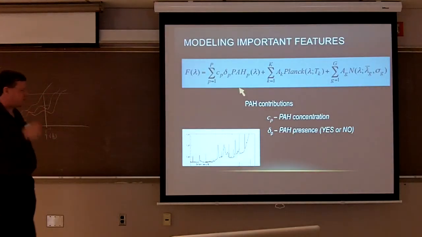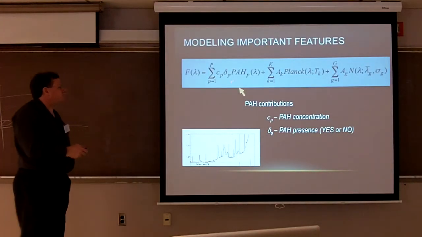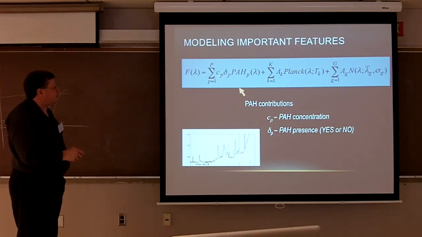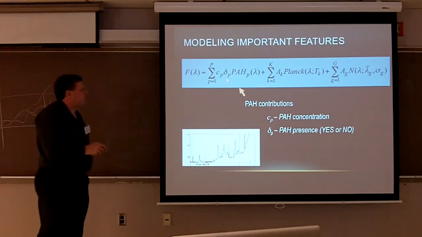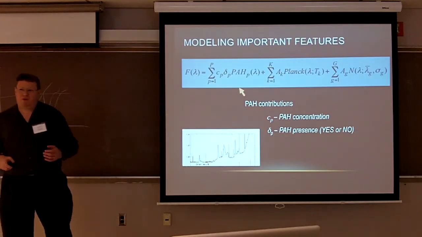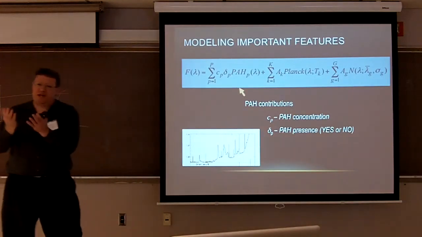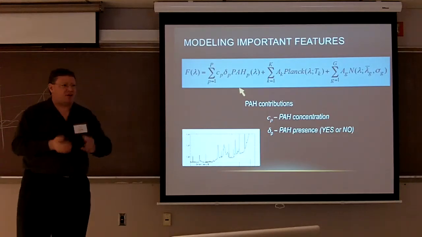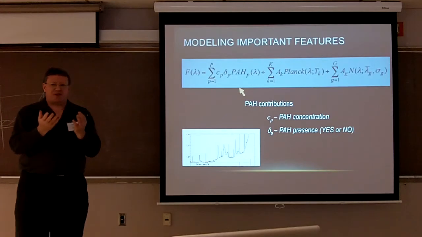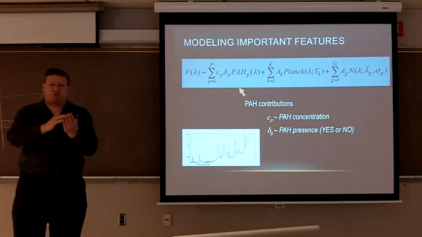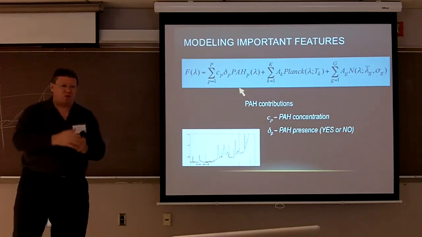So here's one of the models we started with. We imagine that the spectrum consists of some PAHs. They have a certain concentration. We put in this on-off parameter that can be 1 or 0 to indicate presence or non-presence. This is a very handy thing to do if you aren't sure whether something's present or not: model it, right? And so you can get a probability for whether the PAH is present, independent of the probability for what its concentration is if it were present.